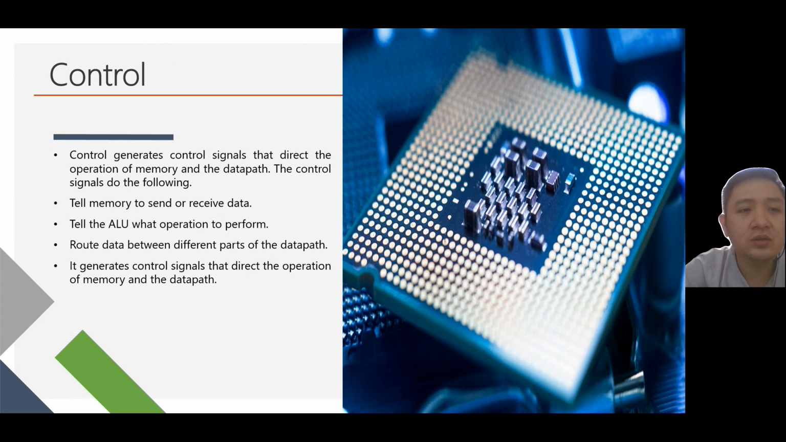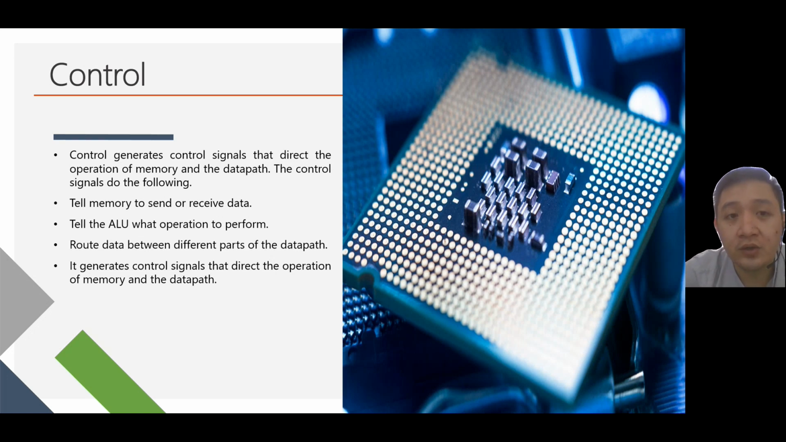So CU controls or control unit generates control signal that direct the operations of memory and the data path. So it means that lahat ng proseso, ang nagko-control nito is the control unit. So it will tell the memory o yung pinagkukuha natin ng instruction kung ano yung mga data na kailangan natin. It also tells the ALU or the arithmetic logic unit na ito na yung proseso na gagawin mo. As a control unit, it also manages how the different parts of the data path will be connected and will interpret the instructions, as it controls the signals that direct the operation of memory and the data path.